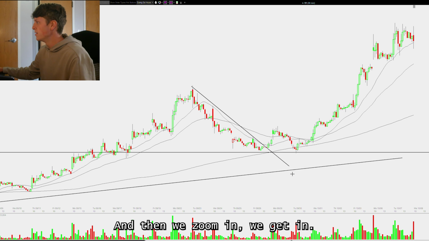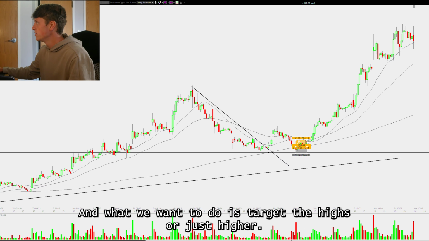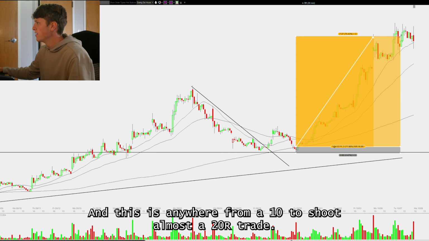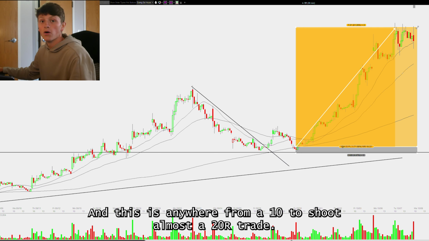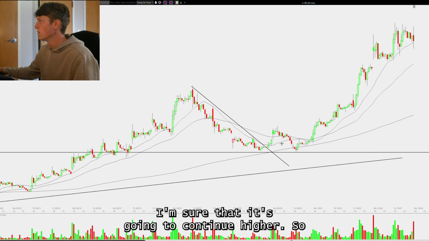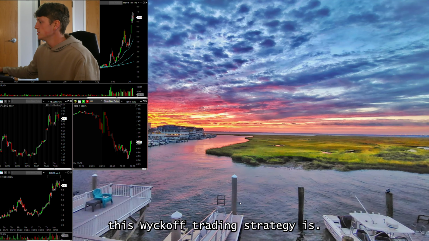People want to be buying at the 50% retracement because they know it's a great price. And then we zoom in, we get in on the reversal here on the 30-minute, and what we want to do is target the highs or just higher, and this is anywhere from a 10R to almost a 20R trade, and I'm sure that it's going to continue higher.